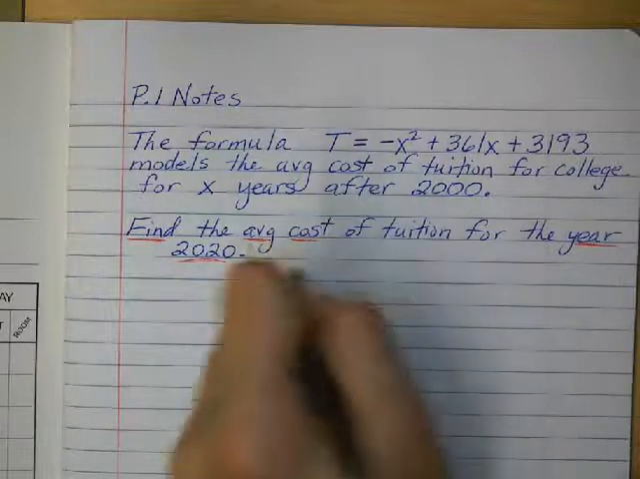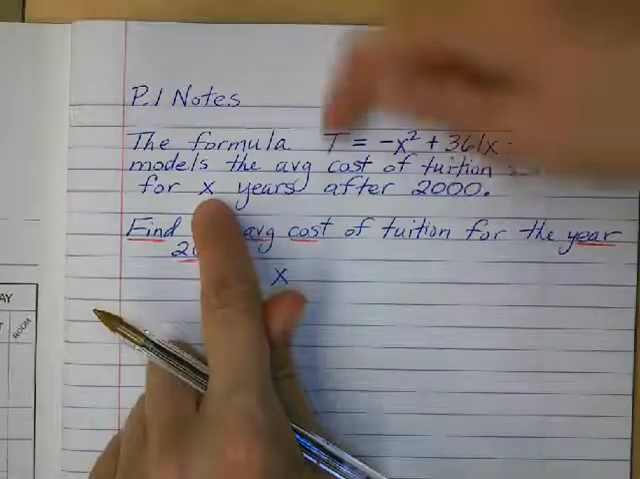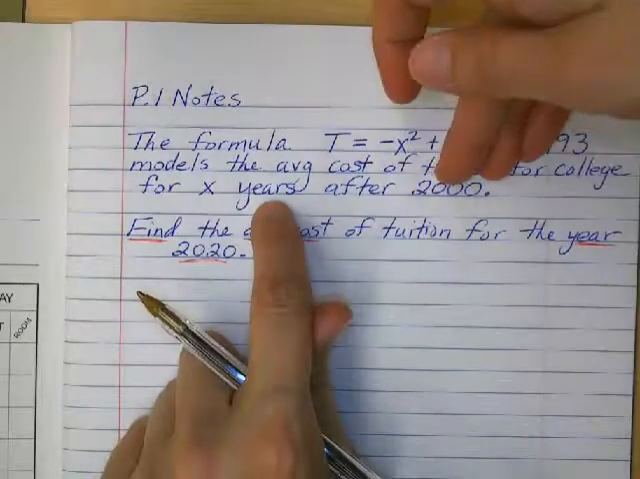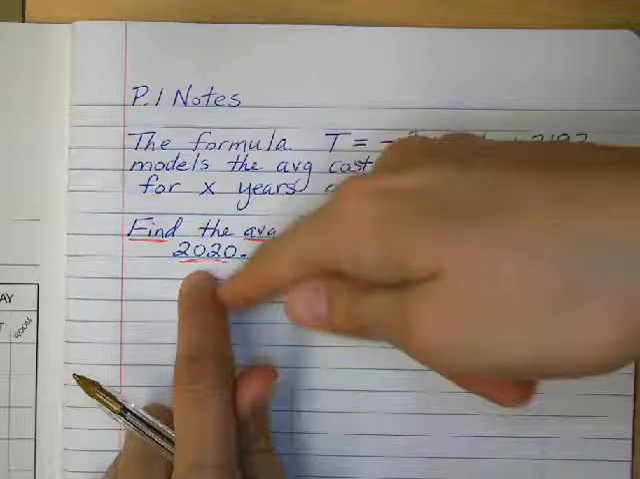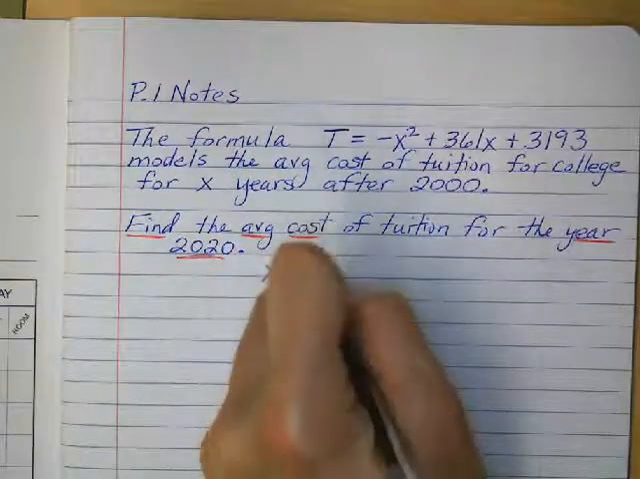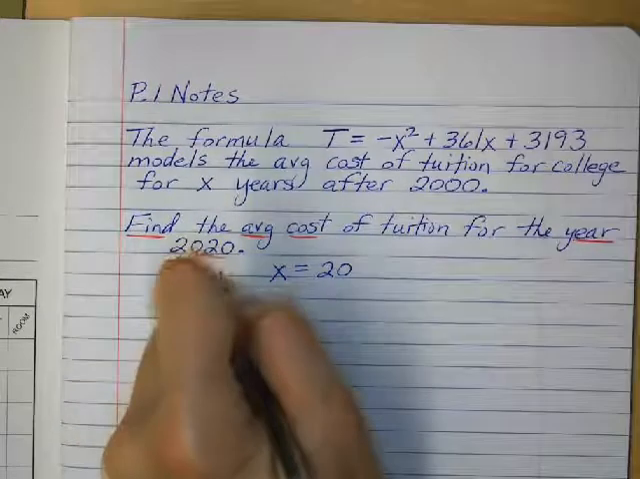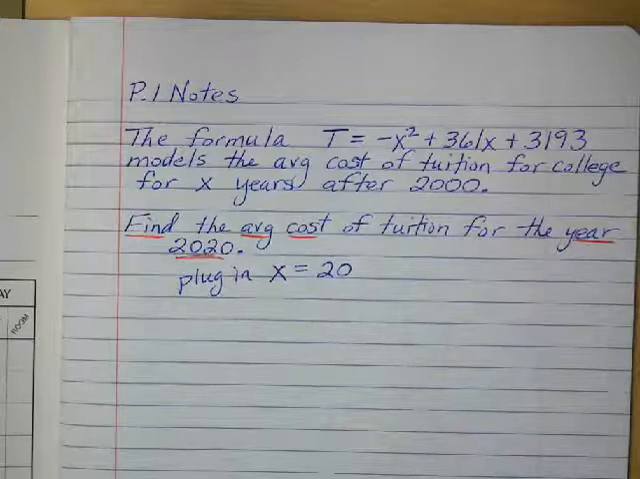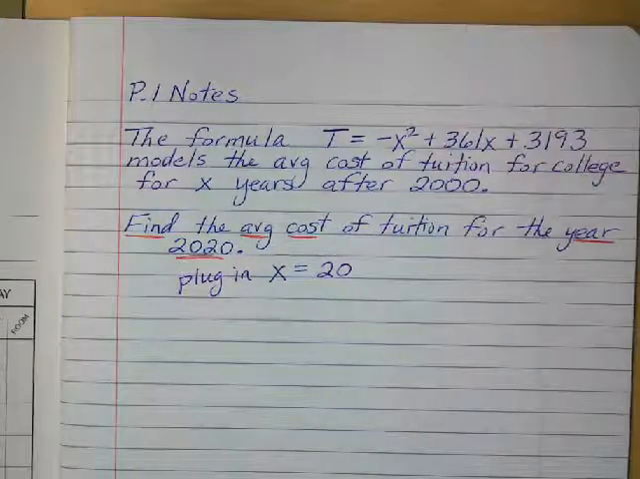Yeah, you have to know that X was the years, and up here it said the formula stands for years after 2000. So you have to think, how many years after 2000 is it now? Now they're saying it's 2020. So you're right, you have to plug in X is 20. That's how you do this problem. You're going to have to plug in X is 20 up in that formula they gave you.